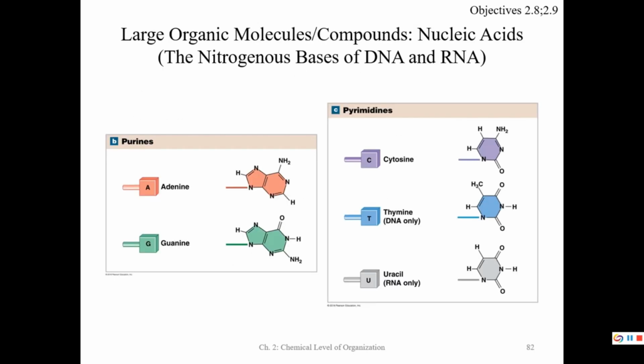Okay? So you can see purines, adenine, guanine, pyrimidines, cytosine, uracil, thymine, CUT. Thymine is DNA only, uracil is RNA only. You definitely need to know that. Okay, it's going to be on a test.